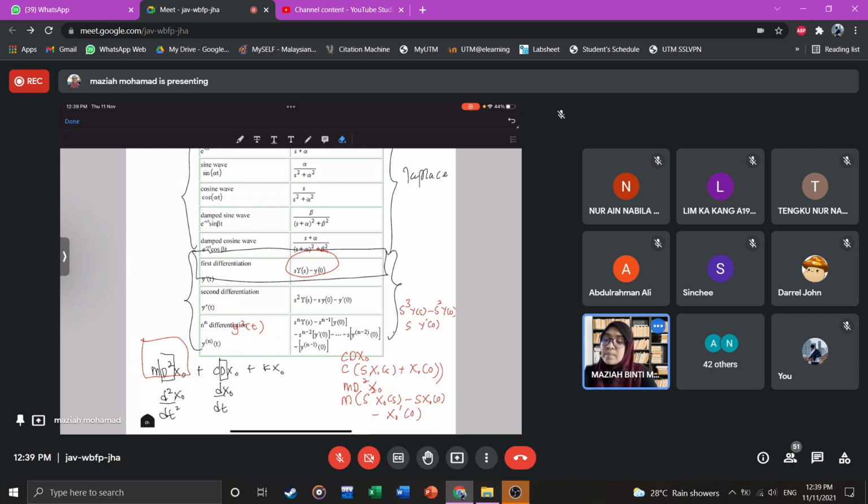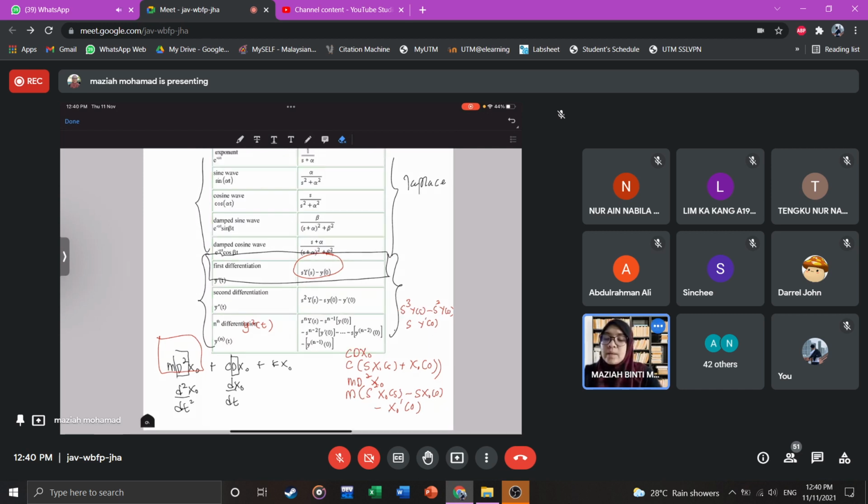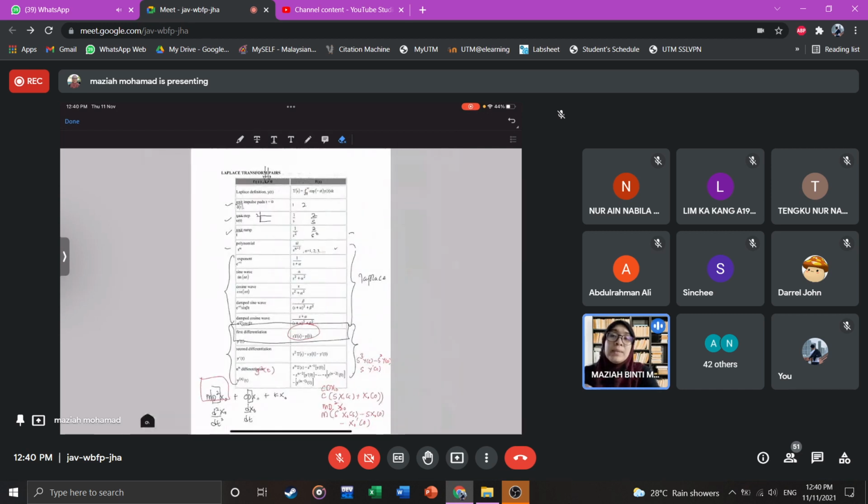So that is if the order of the system is higher than 2. You can use the general equation here. All right, any question on this table?